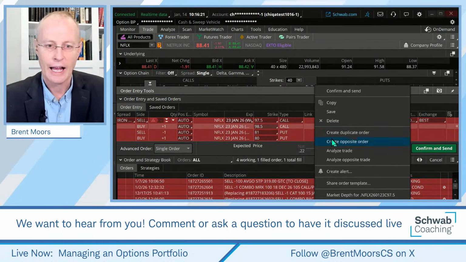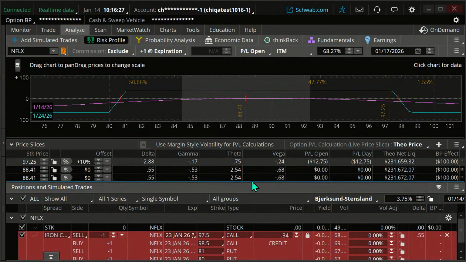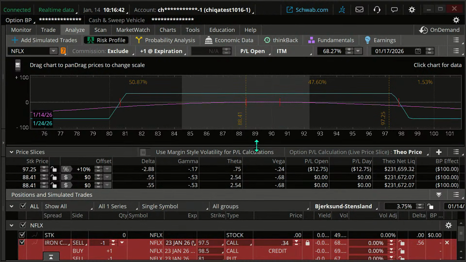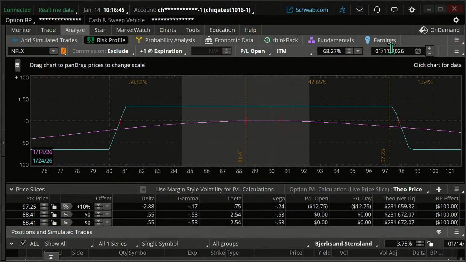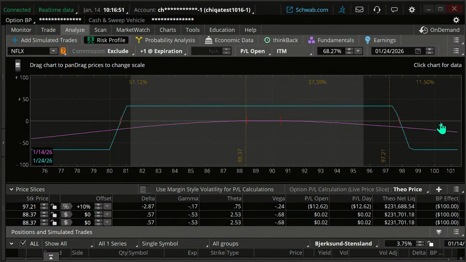Try that again. I'm going to analyze the trade, and I want to look at this trade here. Now, there's some things I want you to look at and consider. That's today's date. Let me just go to expiration, which we said was January 23rd. So when we're putting this date up here, I'm going to go to expiration day +1 to make sure we incorporate all that date in there.